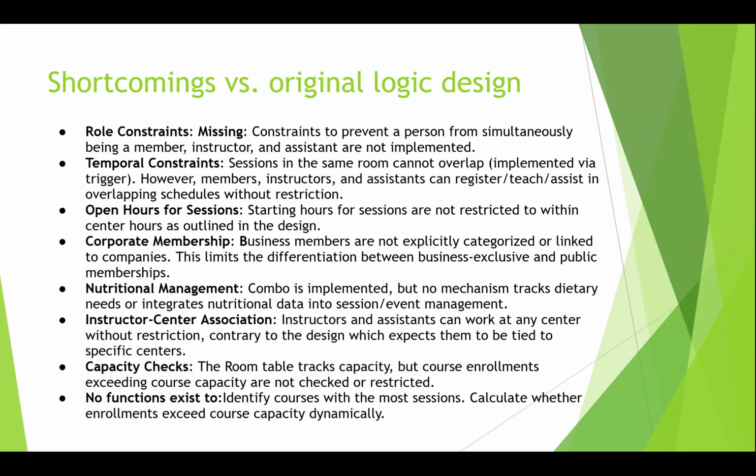Yes, so far our code has demonstrated a very strong alignment with our original design document, covering core functionalities like person, roles, course, and session separation, and facility tracking. But there are still some critical gaps compared to our original document. For example, there are no constraints to prevent an individual from holding multiple roles. For example, a person can be a member, an assistant, and a trainer at the same time. Also, there are no dynamic checks for dietary needs.